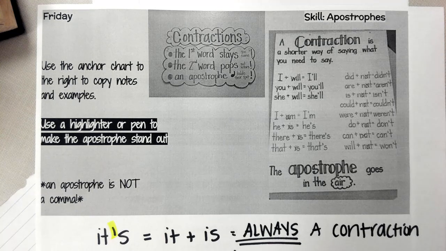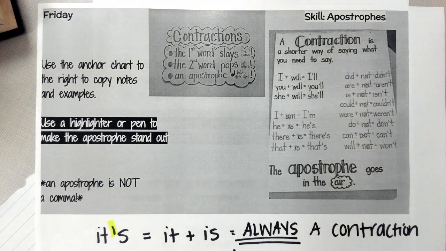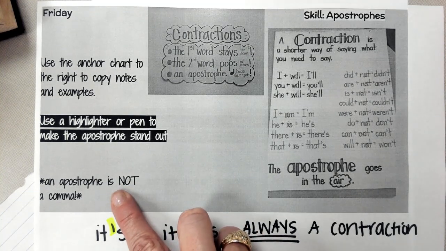So our topic today is about contractions. And what is a contraction? Well, a contraction is a shorter way of saying what you need to say. It's when you take two words and basically the apostrophe replaces one of the letters, making it faster and easier to write.